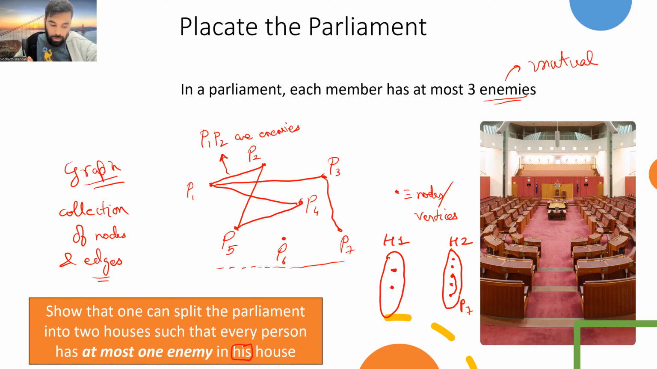So we have to show this is always possible, irrespective of the number of people, irrespective of how their enemy relations are. This should always be possible to do. So is the question clear? Okay, so let's move ahead.